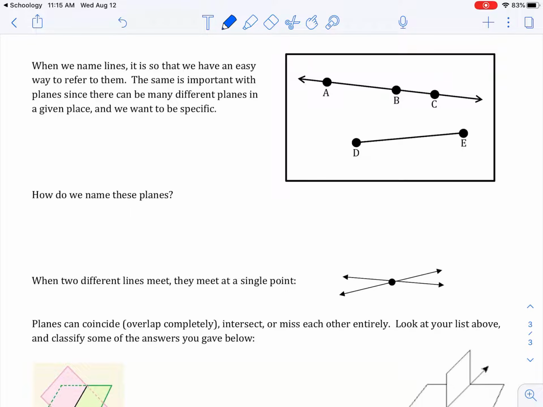When we name lines, it is so that we have an easy way to refer to them. This is also important with planes since they can be named differently. Okay, so how do we name planes? We use 3 non-collinear points.